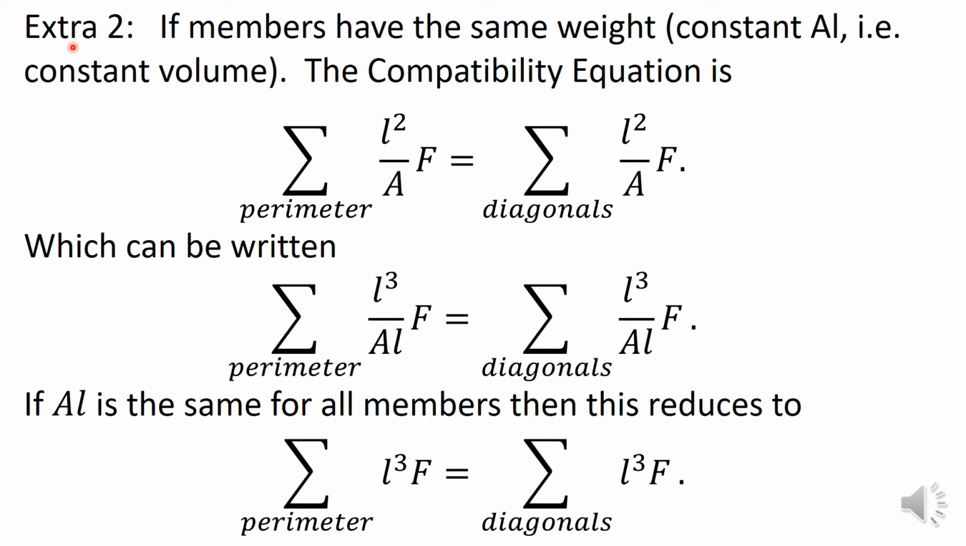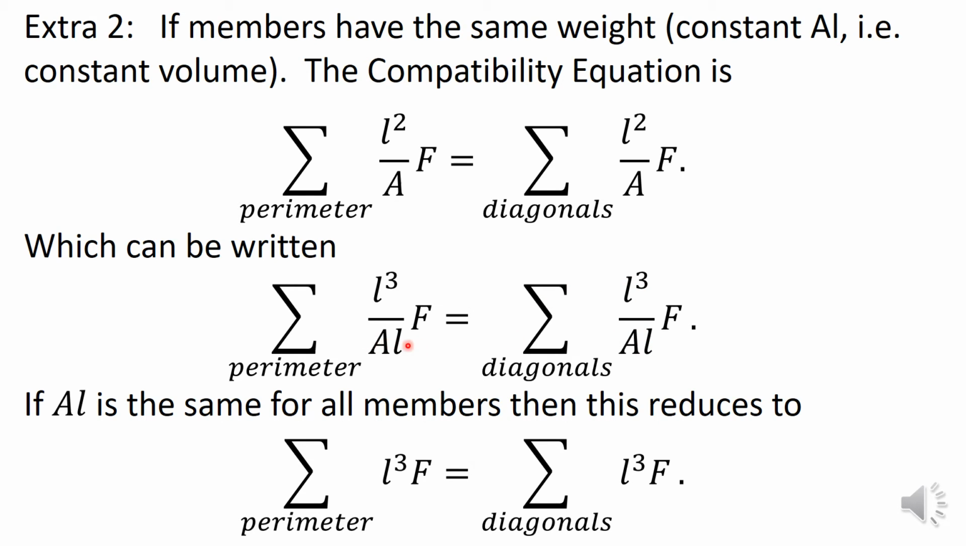This is another extra that I will give you. If the members have the same weight or volume, because they're made of the same material, to have the same weight they would have the same volume. So the cross-sectional area times the length would be the same for all members. And this is the standard compatibility equation. What I do, I multiply above and below by the length of the member. So it's L cubed over AL, L cubed over AL.